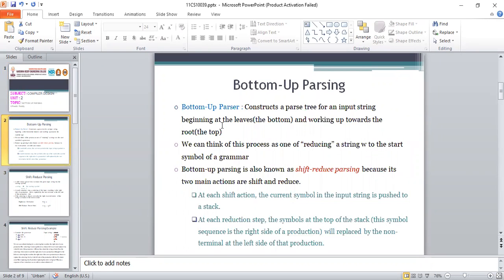We can think of this process as reducing a string w to the start symbol of a grammar. It is also known as a shift reduce parser, because its two main actions are shift and reduce. At each shift action, the current symbol in the input string is pushed onto a stack. At each reduction step, the symbols at the top of the stack, which form the sequence of the right side of a production, are replaced by the non-terminal at the left side of the production.